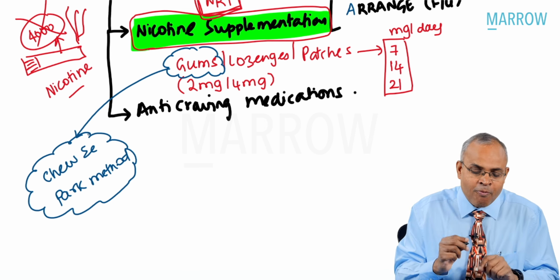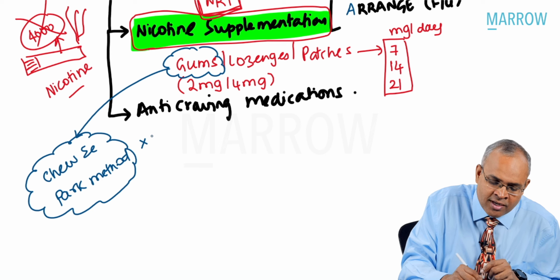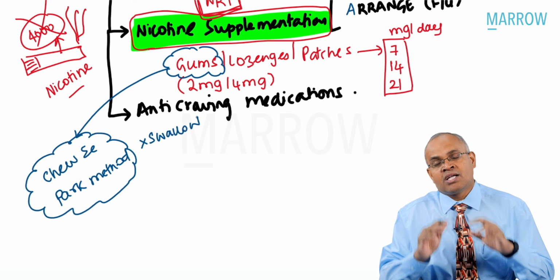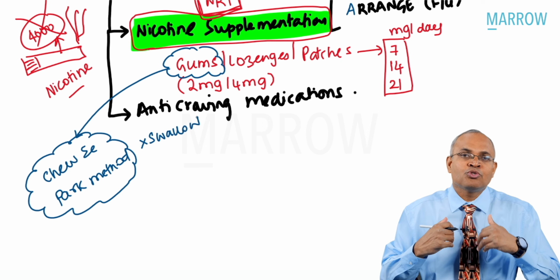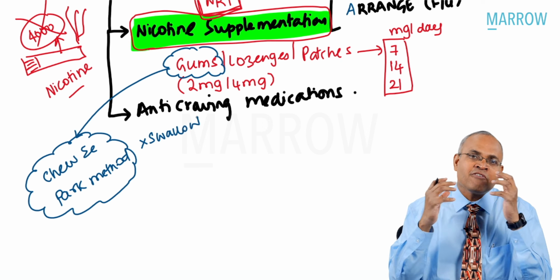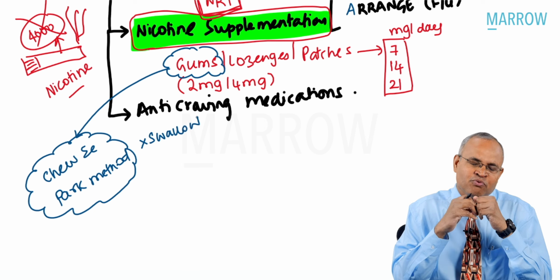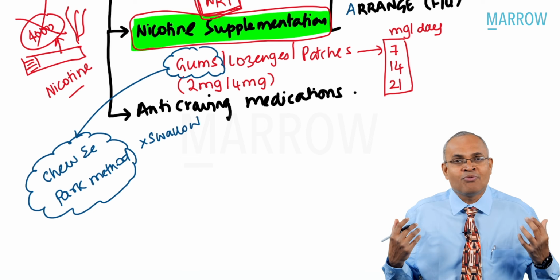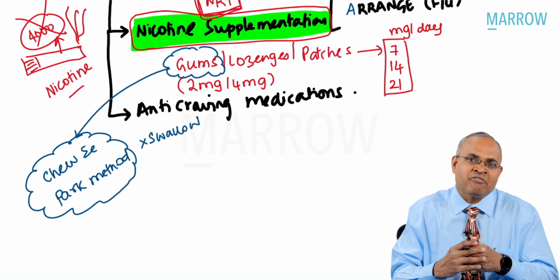The most important point is you don't try to swallow the juice. Why? Because if you swallow the juice, two things happen. One, nicotine absorption is less. Bioavailability of nicotine when swallowed becomes very, very less. So enough nicotine would not reach, so the medicine would not be effective.